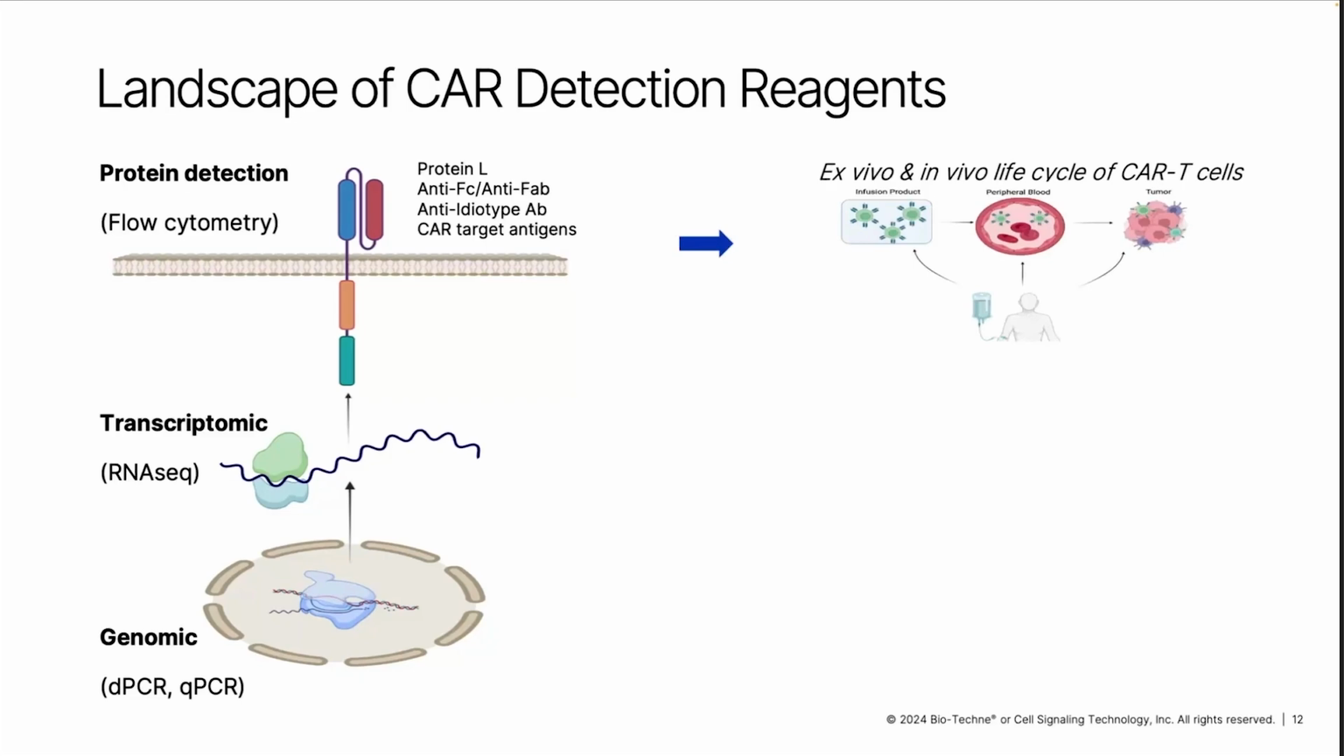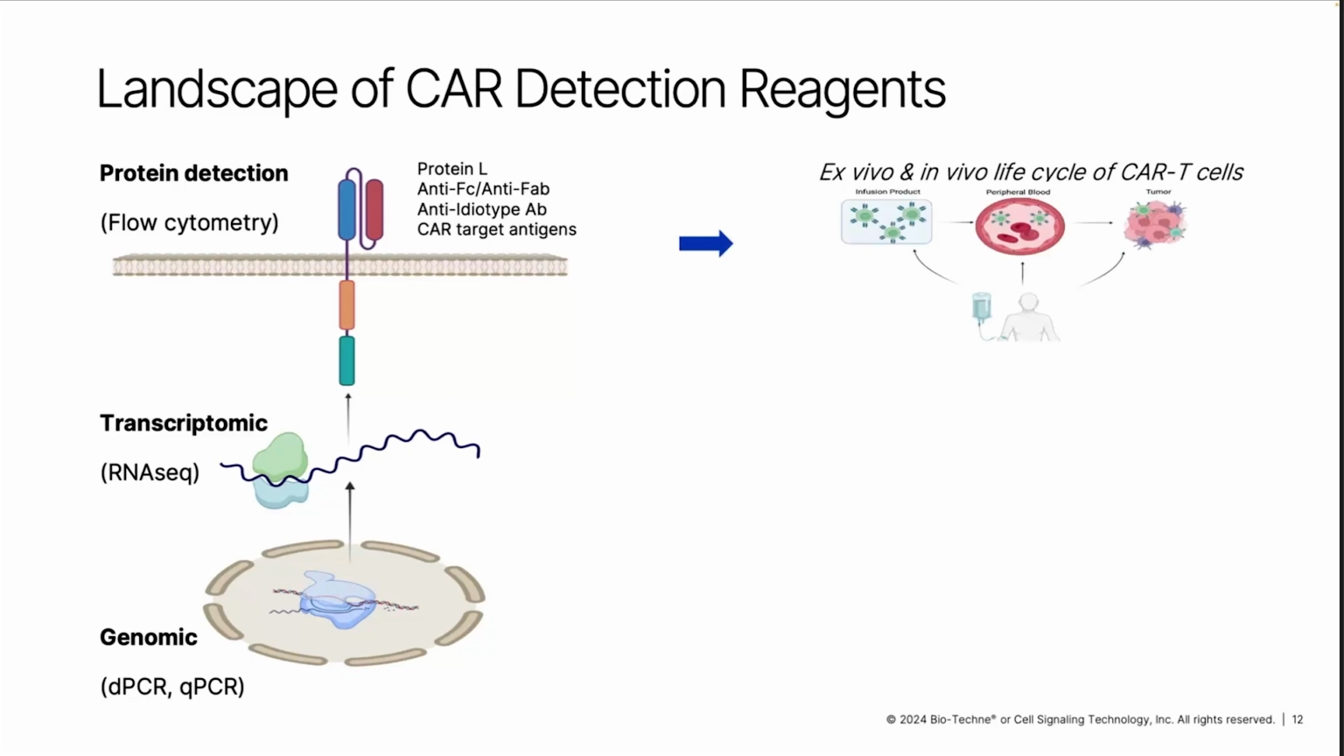Existing reagents that enable the detection of CAR protein expression, such as the ones listed here along the top of the slide, have centered on the structural elements within the extracellular domain of the CAR, so that they can be used to interrogate the surface expression.